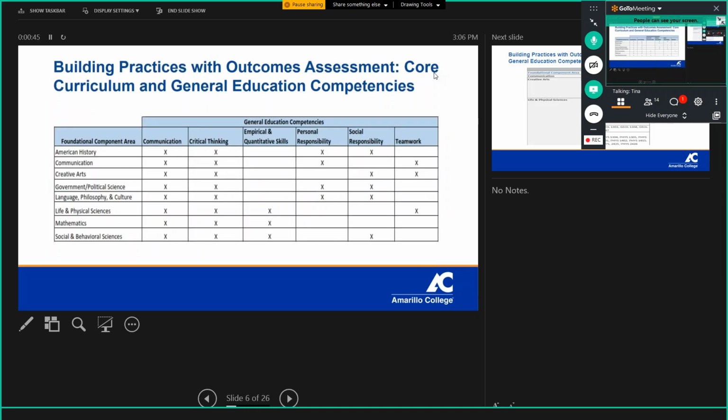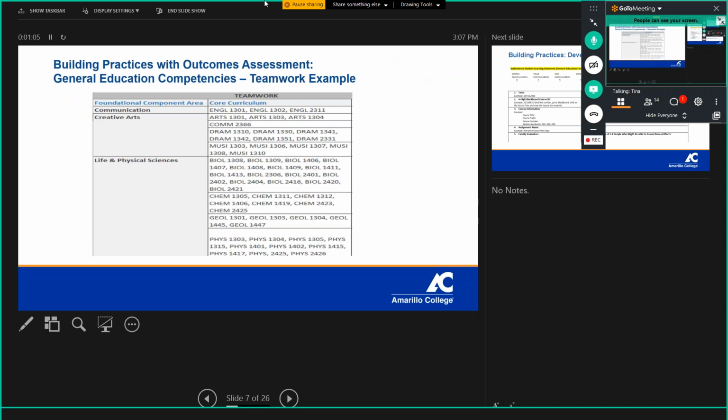So we build practices around the learning outcomes. This is again the institutional learning outcomes or the general education competencies. This is given to us by the state. We take a look at these different competencies we have to assess, and we break it down by courses into these component areas. On the next slide here, we then break it down further.